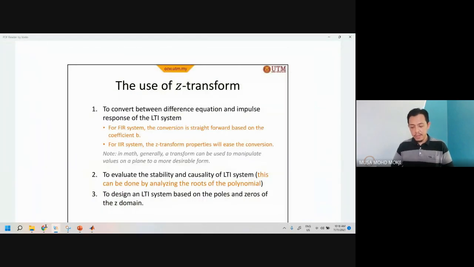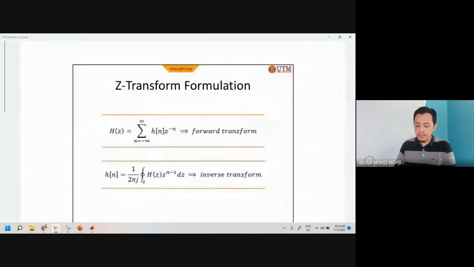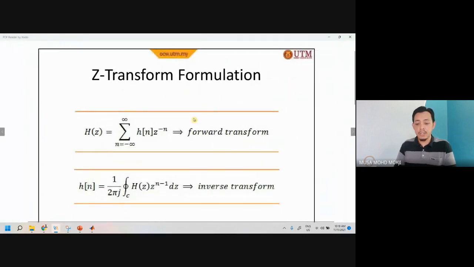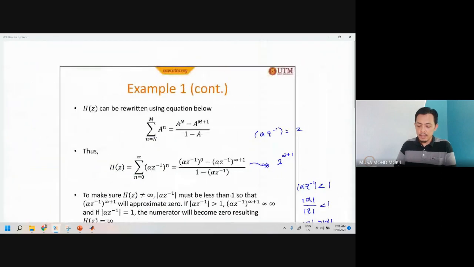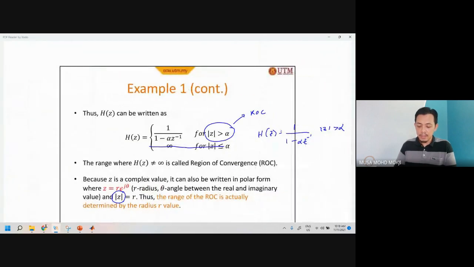Okay, so this is what we have seen, the Z transform. This is the equation, so we already know this. What we need to do is just a summation of our impulse response multiplied with z to the power of minus n. And then we have seen some examples.